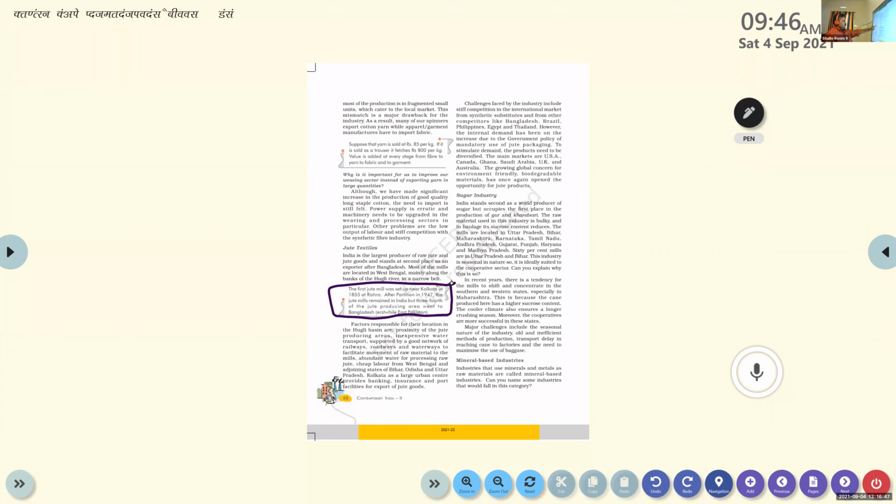So this is all about jute textile production and its location in India. First of all, the jute producing area in India is basically near the banks of the Hooghly River. India is the second largest exporter of raw jute and jute products to the rest of the world after Bangladesh, and India is the largest producer of raw jute and jute goods. Clear?